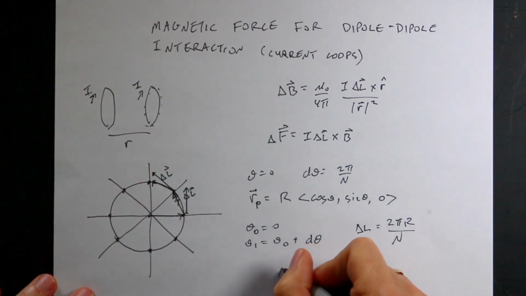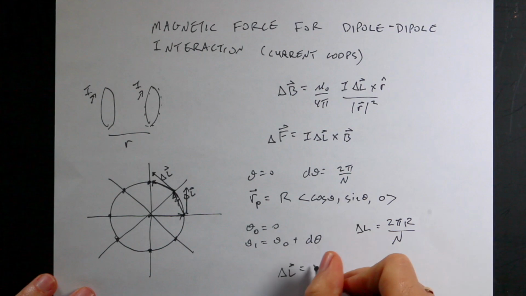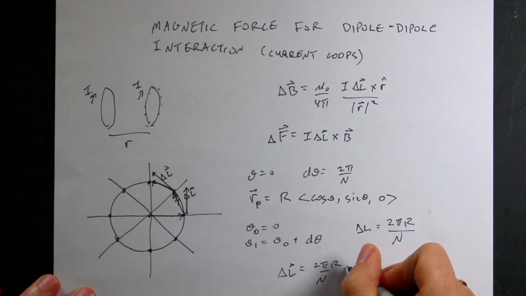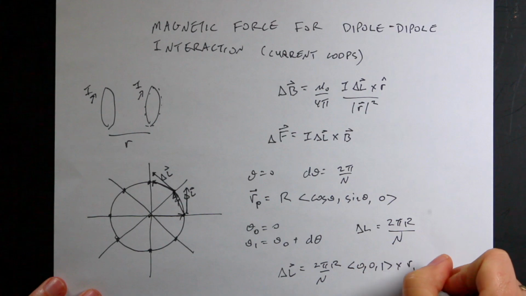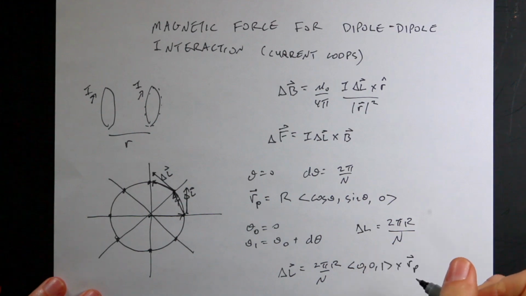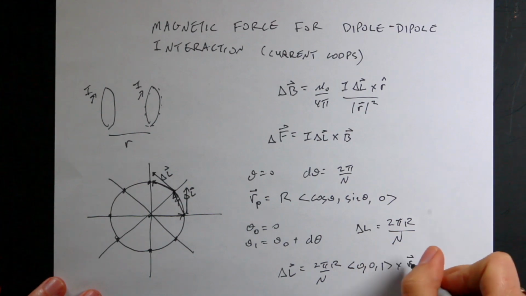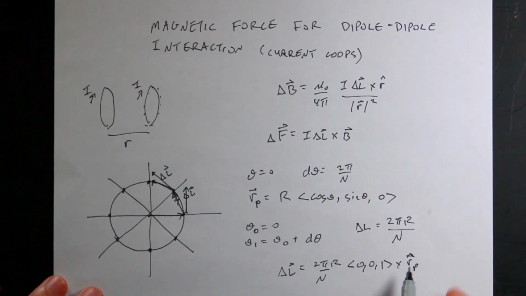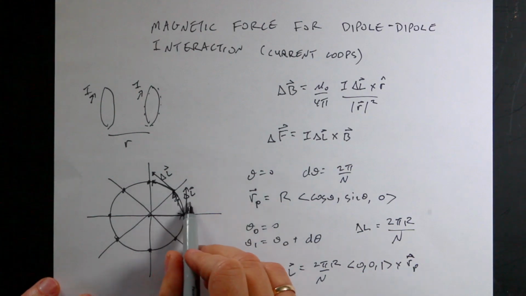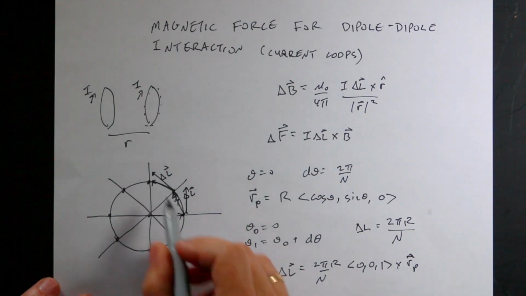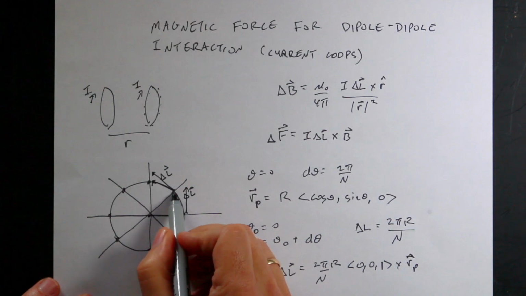So I can say delta L equals this whole thing, 2 pi r over n, times the cross product of z, which is 0, 0, 1, cross rp. Oh, that has to be rp hat, right? Because I don't want the actual magnitude. I want this to be just a direction. That's the magnitude of the vector. And that gives me the delta L vector. Then I can find the next one. After I move theta, I can find the next one.